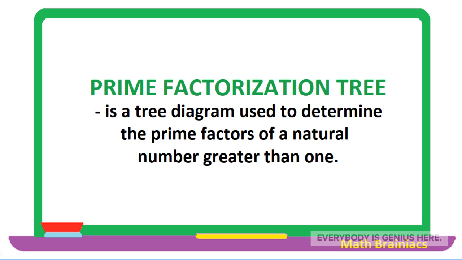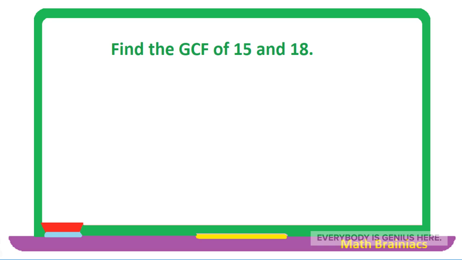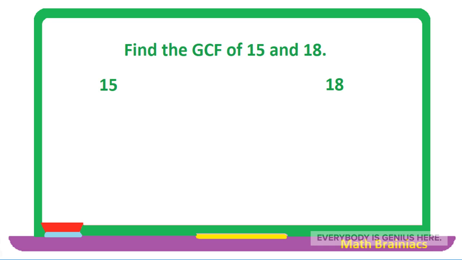Prime factorization tree is a tree diagram used to determine the prime factors of a natural number greater than 1. Using the prime factorization tree is the easiest way to get the common factor or the greatest common factor of numbers. Let us work on this example so that you will be guided. Find the greatest common factor of 15 and 18. We are going to use the prime factorization tree.